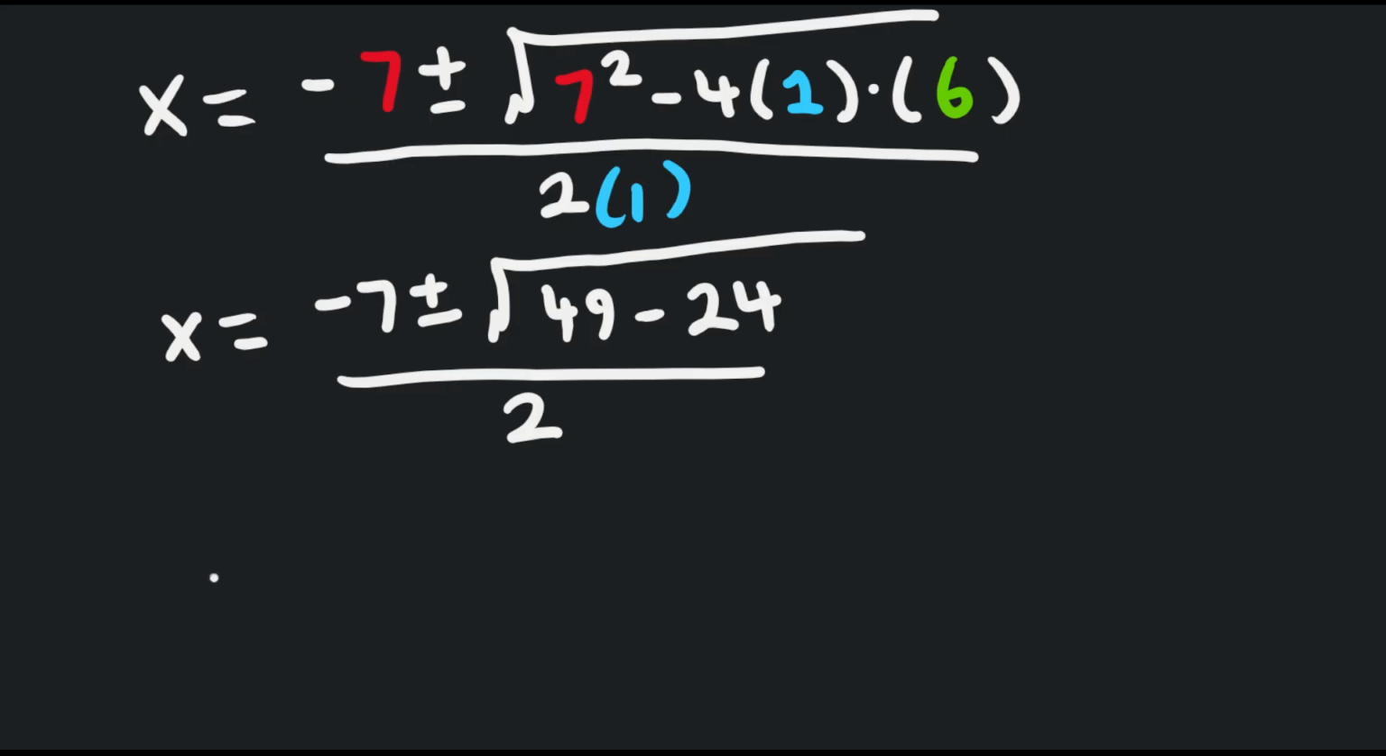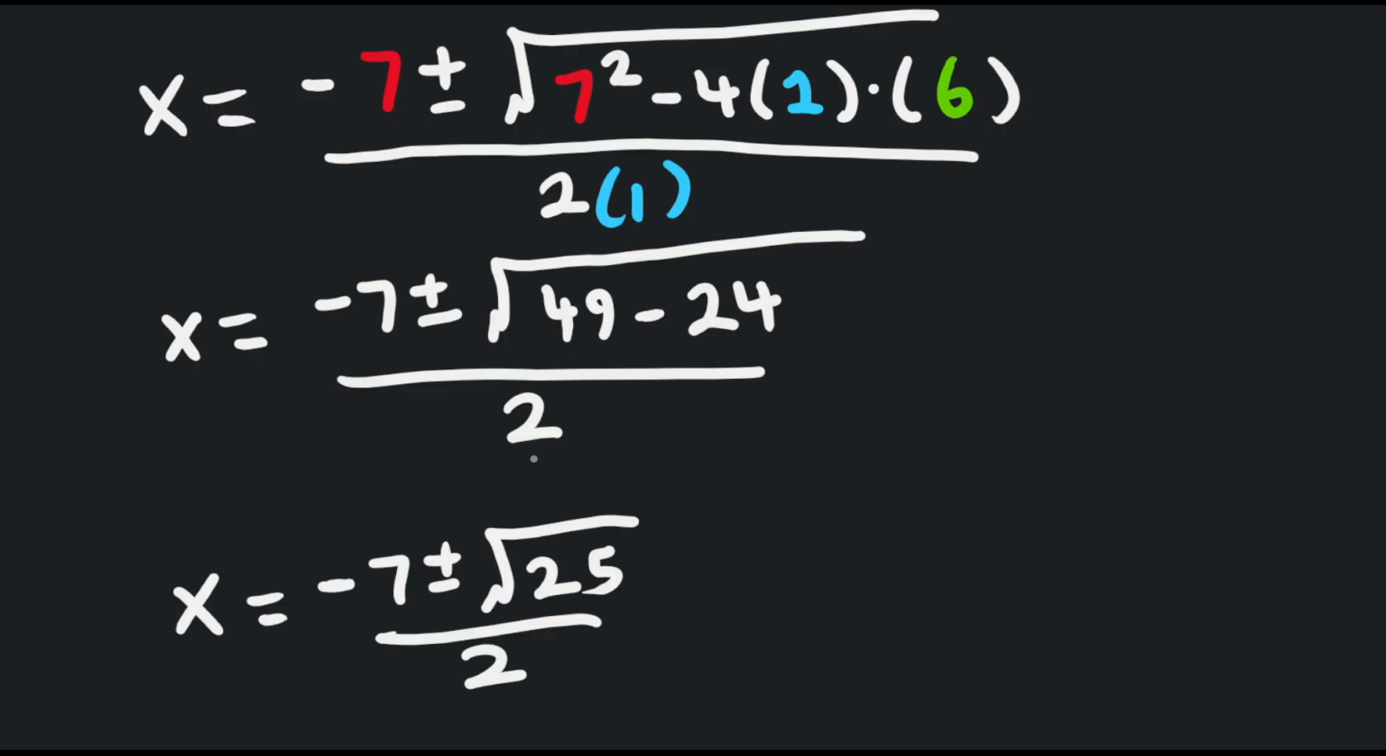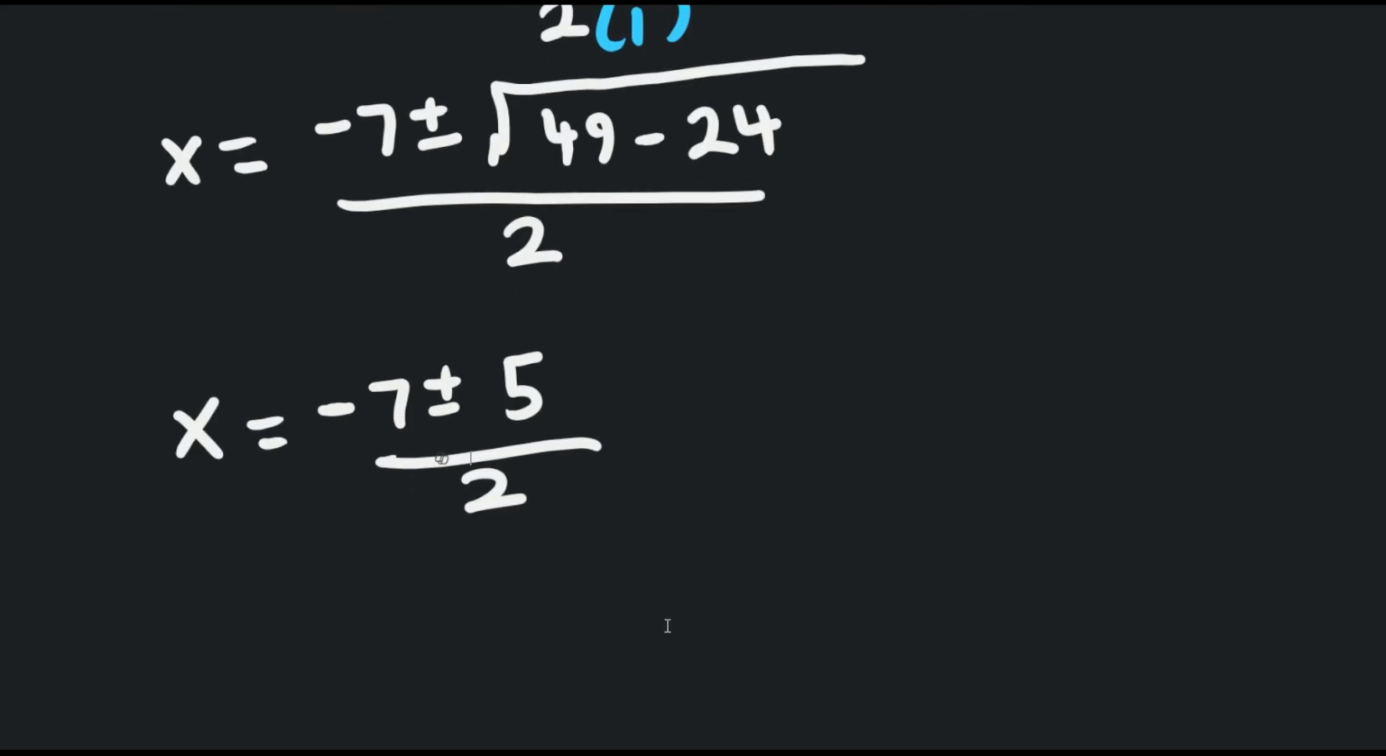That gives us 25, so x equals negative 7 plus minus the square root of 25 over 2. And right away, what does the square root of 25 evaluate to right here? The square root of 25 is simply just 5. So 5. Okay, and we're almost there. Now let's go ahead and split this up because we have this plus minus symbol.